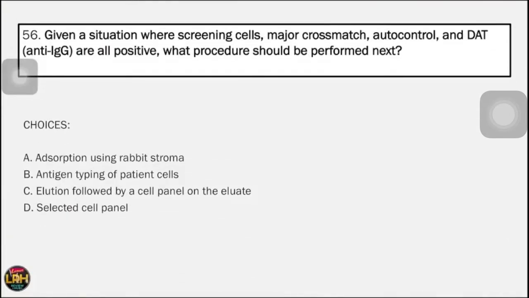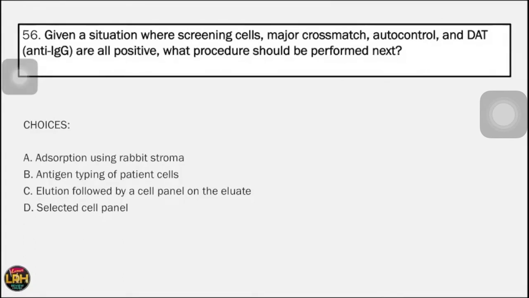Number 56, given a situation where screening cells, major cross-match, autocontrol, and DAT are all positive, what procedure should be performed next? Choices are letter A, adsorption using rabbit stroma, letter B, antigen typing of patient cells, C, elution followed by a cell panel on the eluate, or letter D, select cell panel.